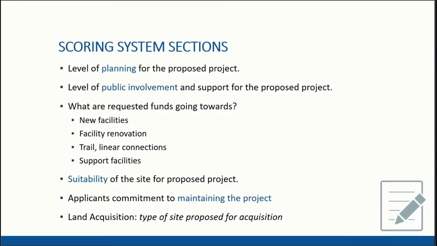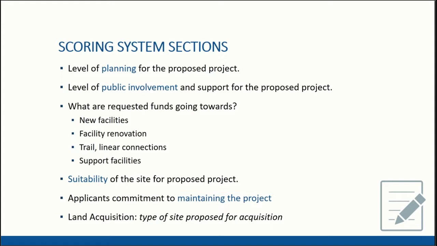The scoring system sections are broken down into several components. We examine the level of planning for the proposed project, the level of public involvement and support for the proposed project, and we also are looking at what funds are requested and what they are going towards. Is it new facilities, facility renovation, trail, linear connections, or support facilities as opposed to recreation facilities? Those are all eligible, but that is also looked at in the scoring system.